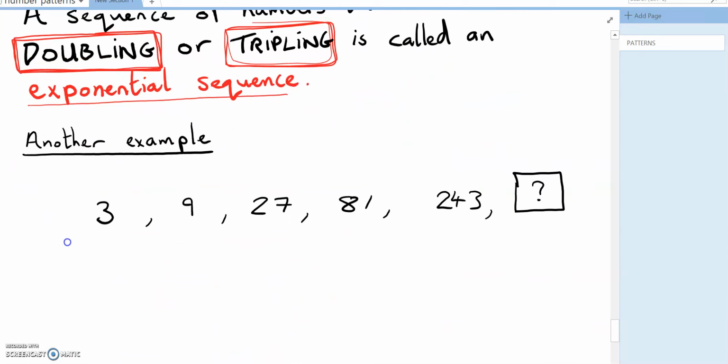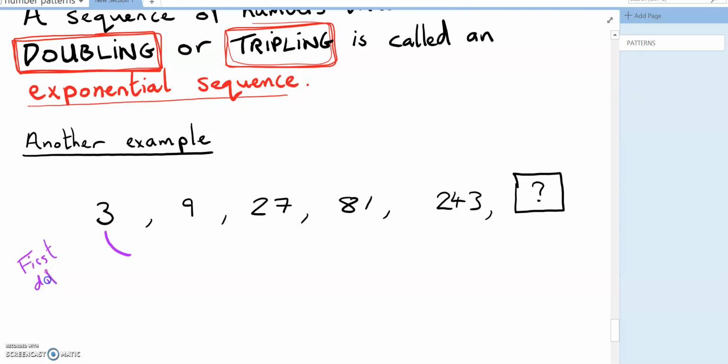Let's see if you can figure out what's going on in this one. I'm going to pause the video if you need to. Have a look at that and see if you can figure out what's going on. I'm going to keep going. Okay, I'm going to find the first difference. Here's the first difference. I'm going to do it in purple.